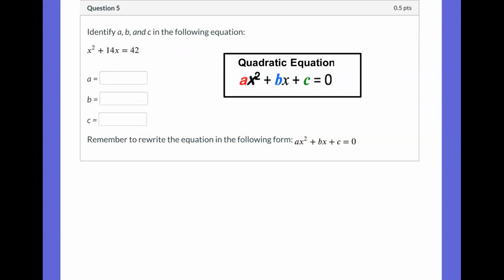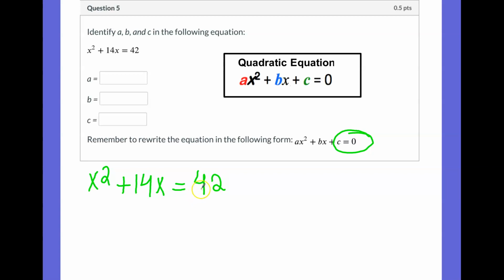Question 5. Identify A, B, and C in the following equations. We have a different equation, but this time it is not equal to 0. The first step to solve a quadratic equation using the quadratic formula is to have the equation equal to 0. Since this one is not equal to 0, we'll have to do that before we identify A, B, and C.